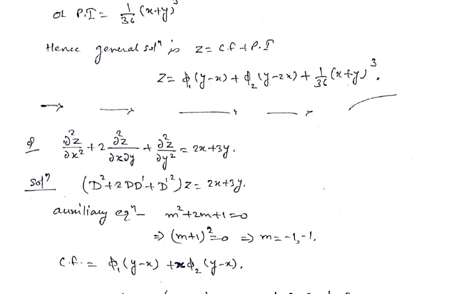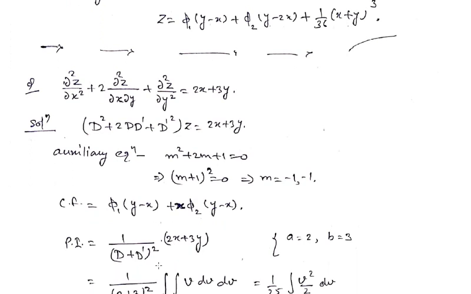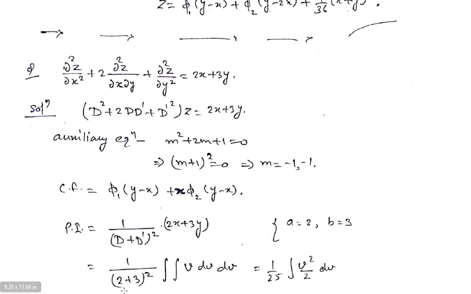Now we have to find the particular integral, which is equal to 1/f(D,D'). Here f(D,D') is D² + 2DD' + D'², or (D + D')² of 2x + 3y. Here, when we compare it with ax + by, a = 2, b = 3, and 2x + 3y is v. Now replace D with a, that is 2, and replace D' with b, that is 3. It becomes 1/(2 + 3)², that is 1/25.